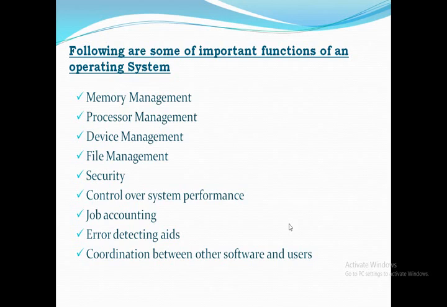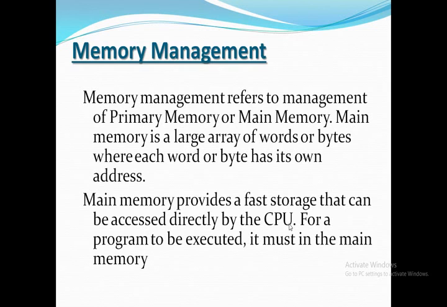So following are some of the important functions of an operating system. The operating system performs the following tasks: memory management, processor management, device management, file management, security, control over system performance, job accounting, error detecting aids, and coordination between other software and users. Now we are going to study all these managements by the operating system.